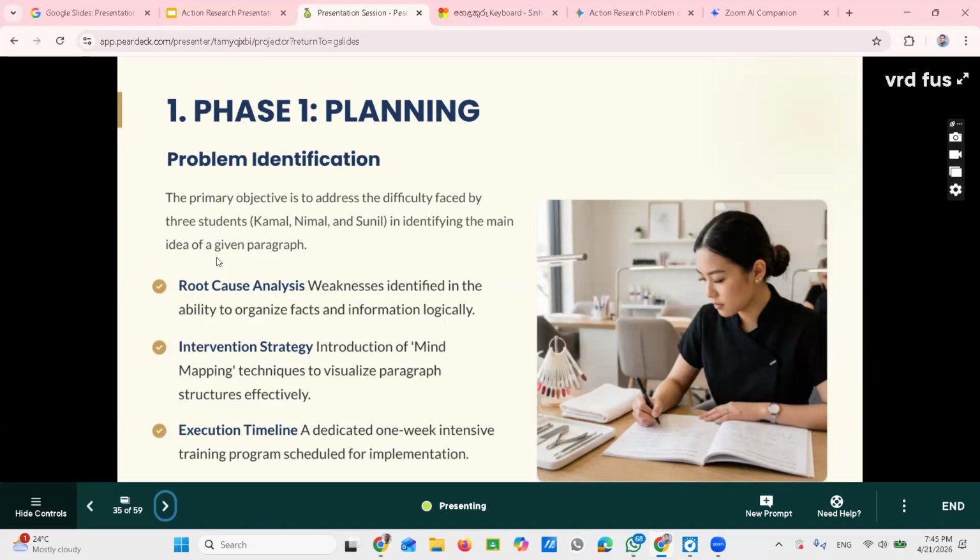Then, in the same planning step, the last step is the execution timeline. A dedicated one-week intensive training program is scheduled for implementation. Within one week, the teacher expects to develop their students by giving an intensive training program. That's the way the teacher plans to solve that particular specific problem here. Is that point, this problem, clear?